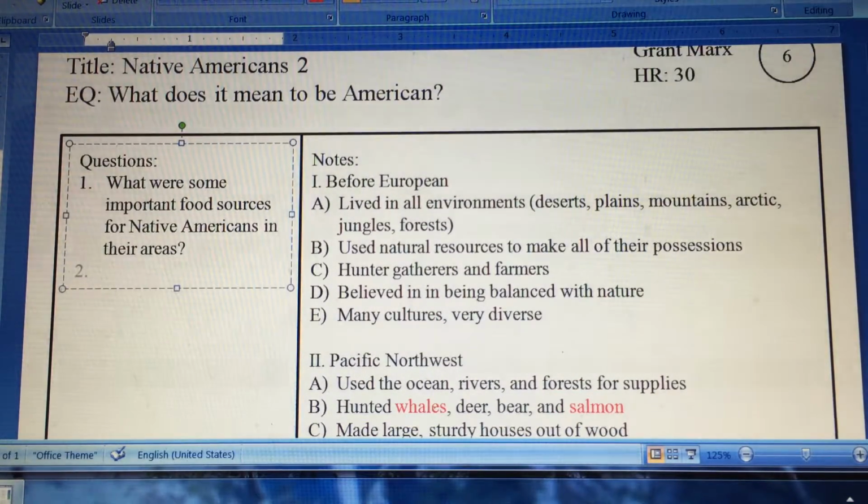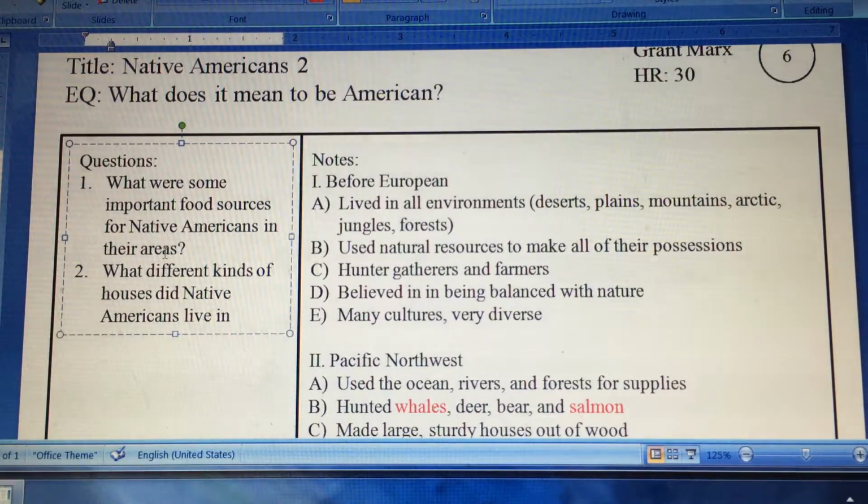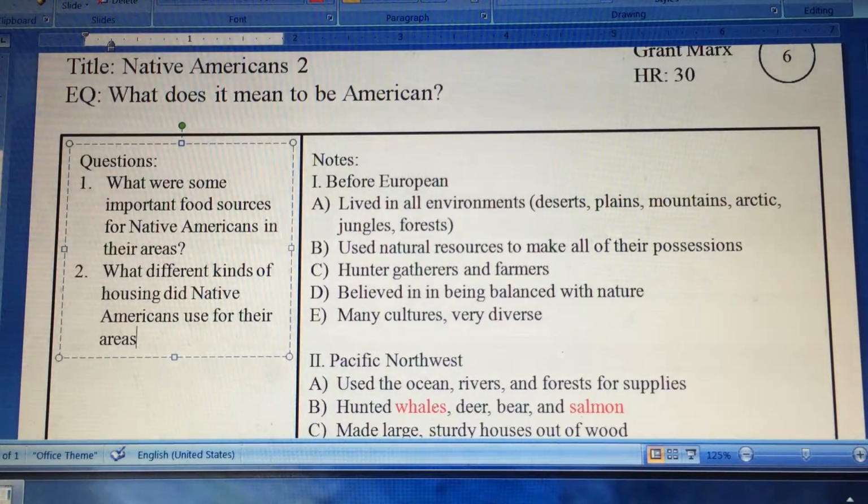Now, another question that we could ask is, what different kinds of houses did Native Americans live in? And let's reword this a little bit. What different kinds of houses did natives live? Let's say housing. We don't want to say live in their area. So what different kinds of housing did Native Americans use for their areas?